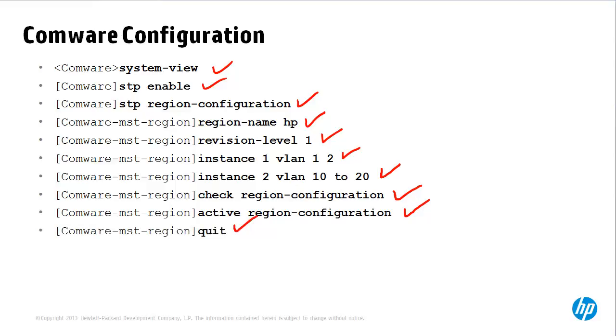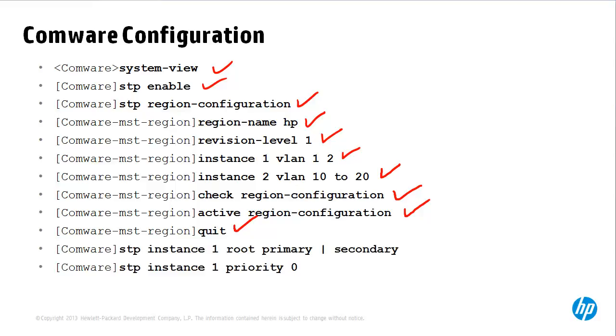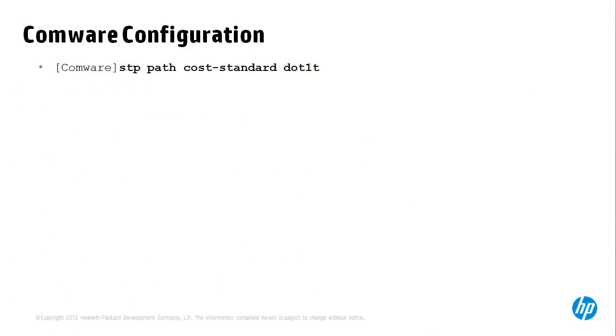Type quit to go back to System View, and then you can specify the priorities of your switches by using the command stp instance, the instance number, in this case instance 1, and specifying that this switch is the primary root or the secondary root, or otherwise by manually specifying priorities. The lower the priority, the more likelihood of the switch becoming the root. To ensure industry standard interoperability, on Comware switches you need to type the command stp pathcost-standard dot1t. In other words, the Comware switches will use the industry standard costs.